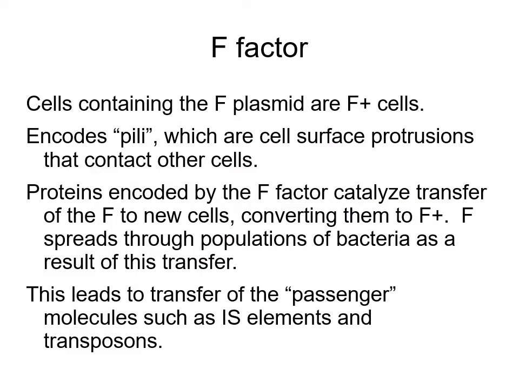In terms of nomenclature, cells containing the F plasmid are called F+, meaning they have it, and cells without it are called F-. One of the things that the F plasmid encodes in the Tra region are pili, which are cell surface protrusions which contact other cells. So proteins that are actually encoded by the F factor will catalyze transfer of the F to new cells, converting them to F+. So the cell that's F+ transfers the F to a second cell, does not lose it itself, but converts the F- cell to an F+.